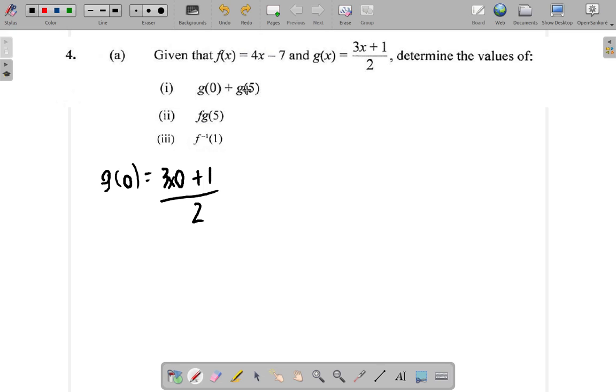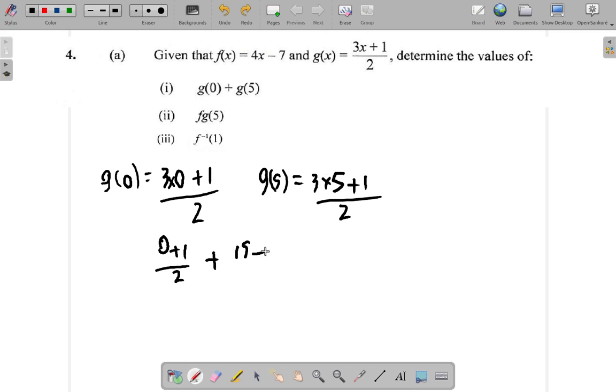Alright? Then g of 5. By the same argument, g of 5 would be what? 3 times, not x this time, but 5 plus 1 over 2. So that's g of 0 and g of 5. You see that? So here you would say 3 times 0 plus 1 over 2. 3 times 0 is what? 0. 0 plus 1 over 2 plus g of 5. 3 times 5 is what? 15. 15 plus 1 over 2.